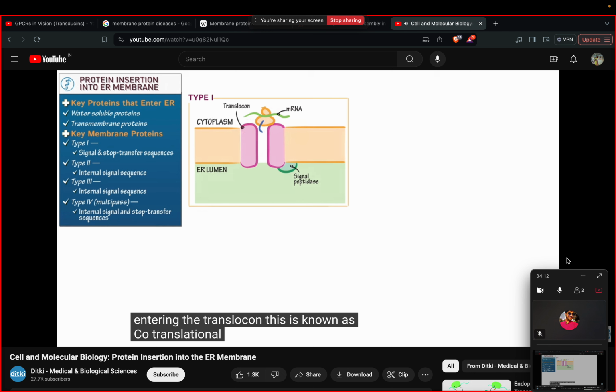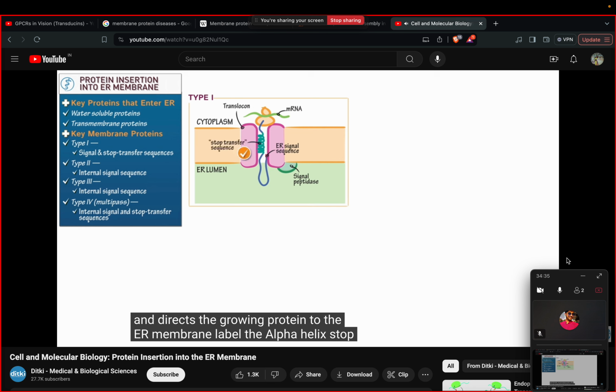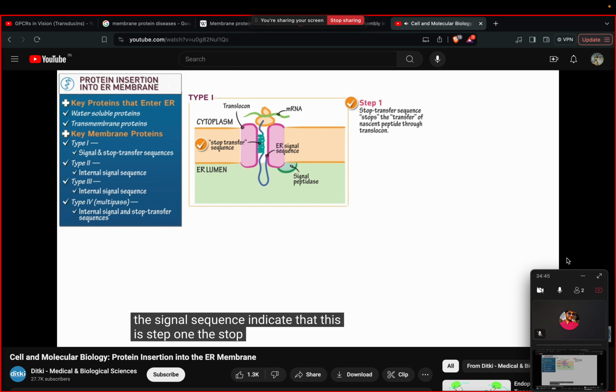This is known as co-translational import. The protein threads through the translocon as it's synthesized. Show that the protein has an alpha helix domain and a signal sequence that binds the translocon. The signal sequence functions as an address label and directs the growing protein to the ER membrane. Label the alpha helix stop transfer sequence. It's an internal sequence that is hydrophobic, just like the signal sequence. Indicate that this is step 1. The stop transfer sequence stops the transfer of the nascent peptide through the translocon. Note that stop transfer sequences are always hydrophobic transmembrane domains.